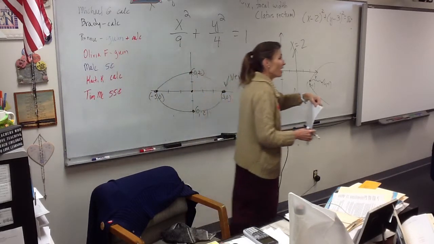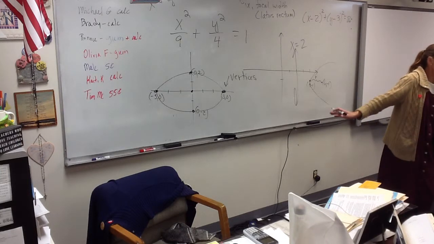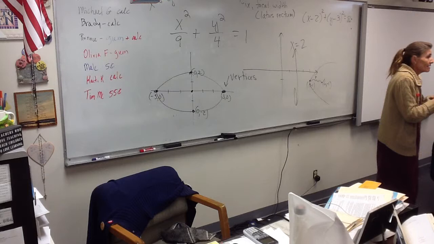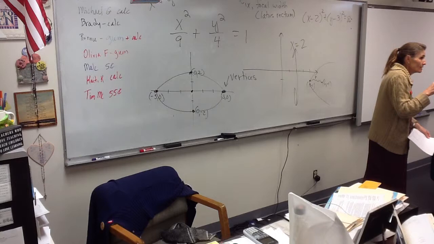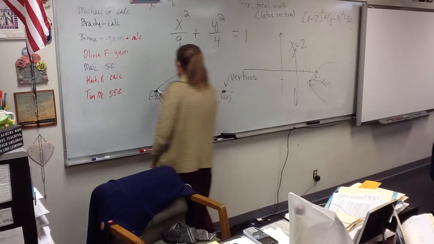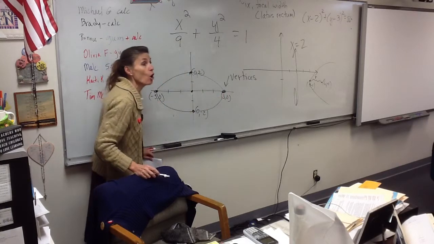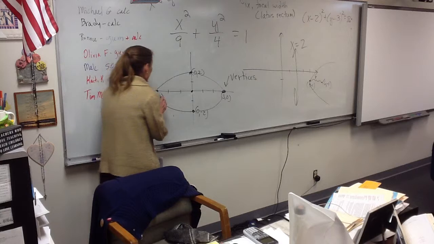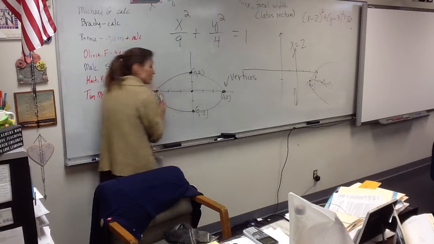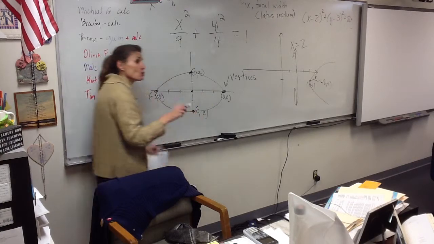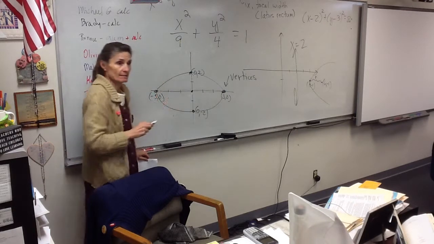The length of the major axis. Now, when you look at an ellipse, it is naturally bigger in one direction than it is in the other, right? This is called the major axis because it is the longest one. How long is this axis? 6. You went back and forth 3. So it is 6. So when it says the length of the major axis, you will say 6.